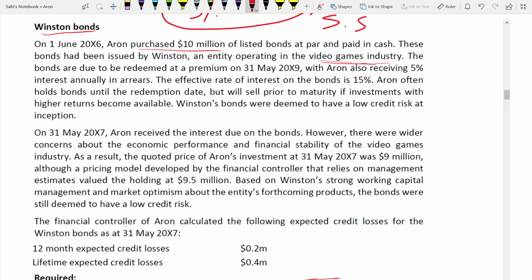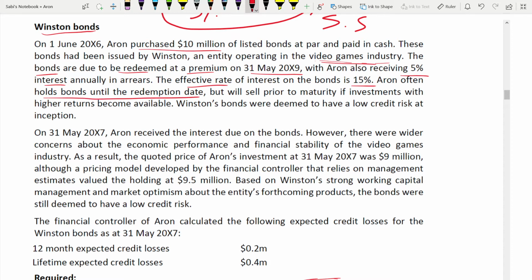This is how you read. Quickly skim: purchased how much, which industry, what is the rate, what is the redemption rate, what is the date, how many days, the effective interest rate, all those things. The bonds are redeemed at a premium on 31st May 2009. 5% interest. Effective rate is 15%. They are holding it until the redemption date.